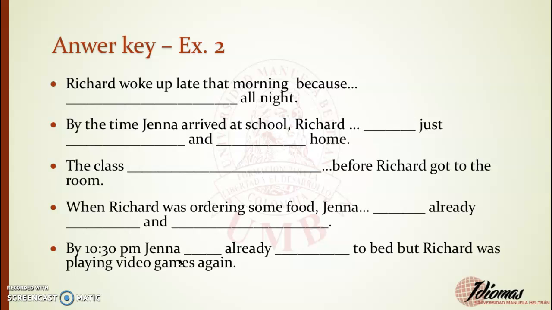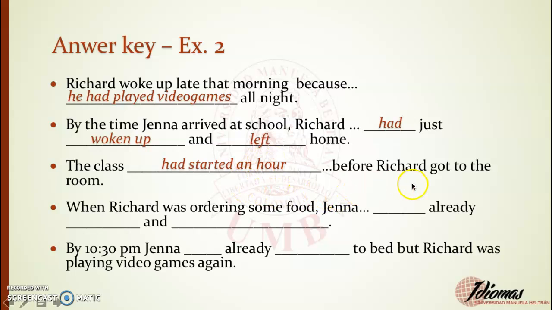We have another example. Richard woke up late that morning because he had played video games all night. By the time Gina arrived at the school, Richard had just woken up and left home. ¿Sí vemos los verbos en pasado participio? The class had started an hour before Richard got to the room. When Richard was ordering some food, Gina had already eaten and washed the dishes. And finally, by 10:30 p.m., Gina had already gone to bed, but Richard was playing video games again.